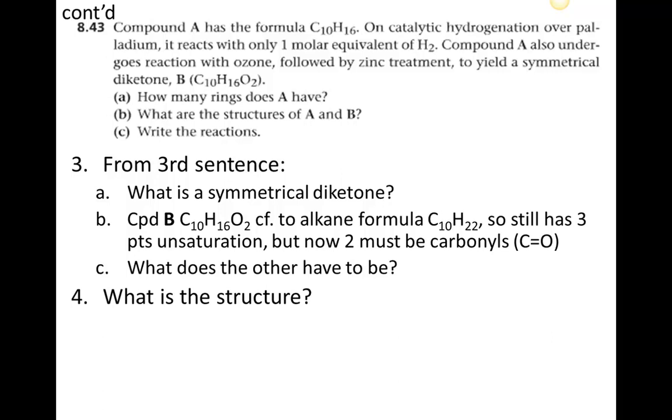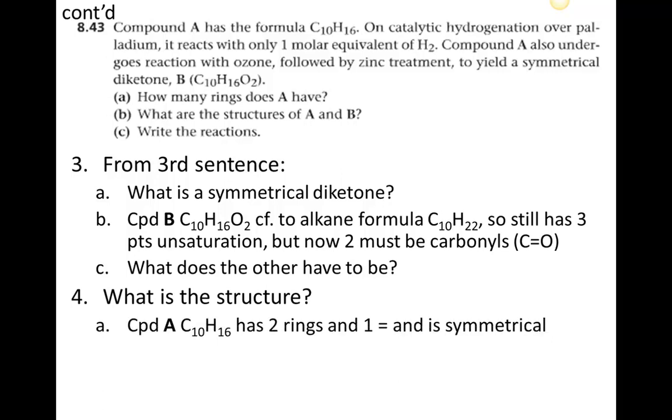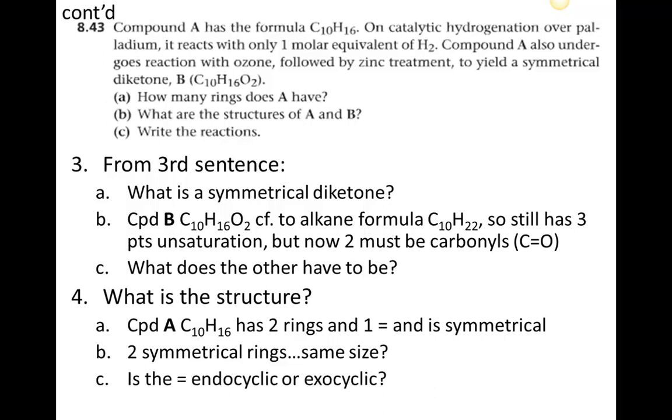Well, you're going to have to work on that a little bit. We know that compound A had 2 rings and 1 double bond, and it must also be symmetrical because the product of this ozonolysis is symmetrical. So there had to be symmetry from the very beginning. And if you had 2 rings, to get symmetry, it would probably help if they were the same size rings. And the next question is, is the double bond endocyclic or exocyclic? You remember what that means. Is it internal to one or the other of the rings? Or is it outside of a ring?